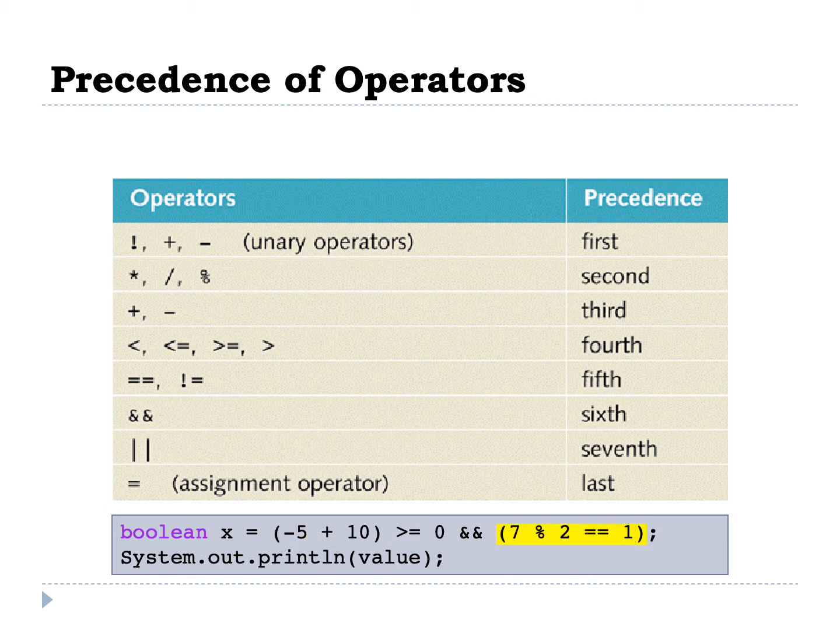N has the lower priority, so we will skip that first and do 7 modulus 2, which gives us the remainder of 1. We compare 1 with 1, so at that part it has the value of true. Now only we can do the comparison of true and true, which will give us the result of true. Then we give the value true to the variable called x.